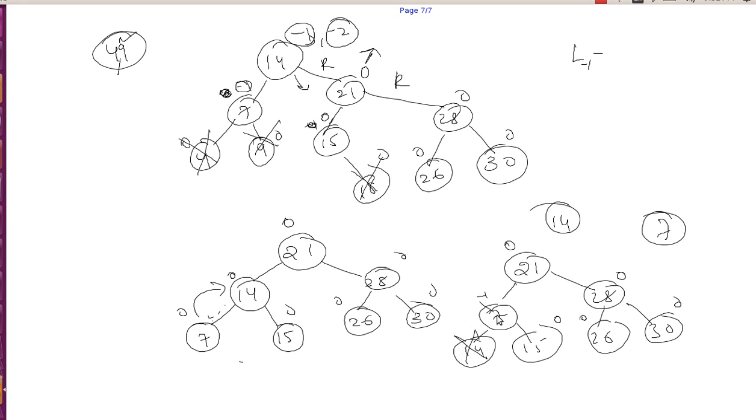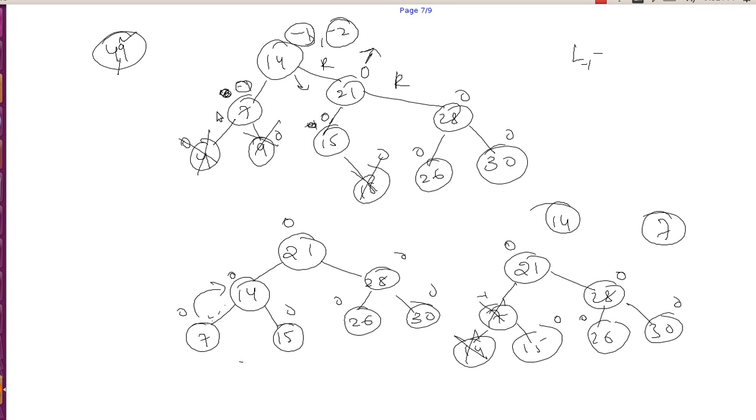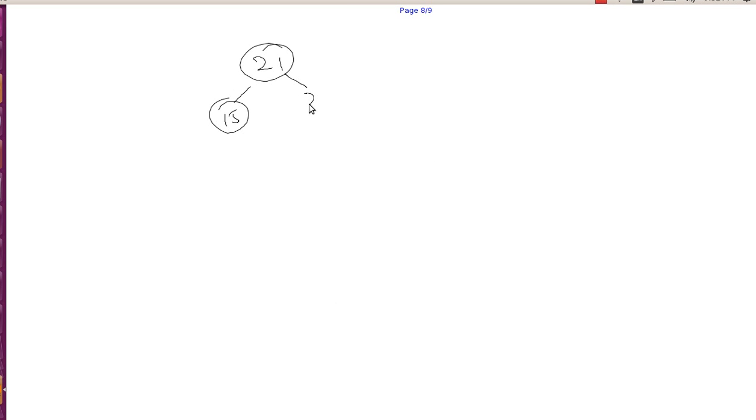If you delete the element 7, 15 gets attached to 21. So that is the process. So you will be having 21, 15, 28, 26, 30. Next, you delete element 15 here. First, before deleting the element, calculate the balancing factor: 0, 0, 0, 0, and this is 1 level, minus 2, you have minus 1.